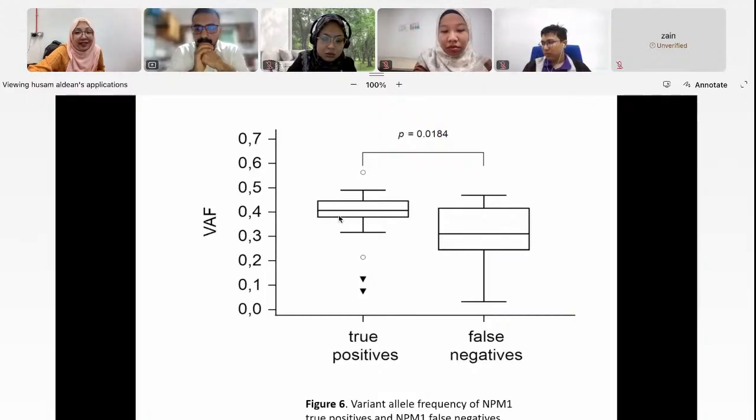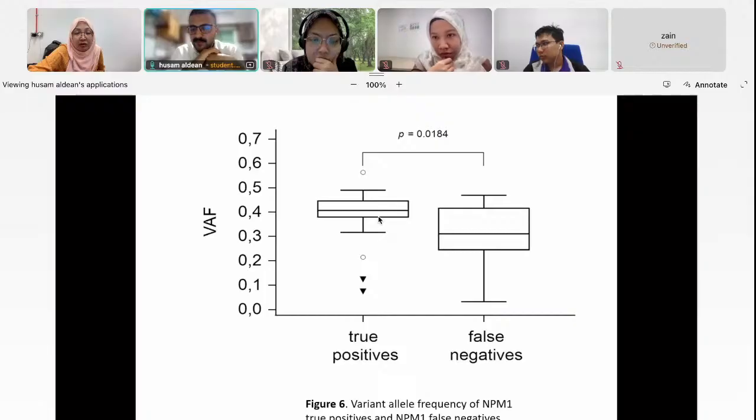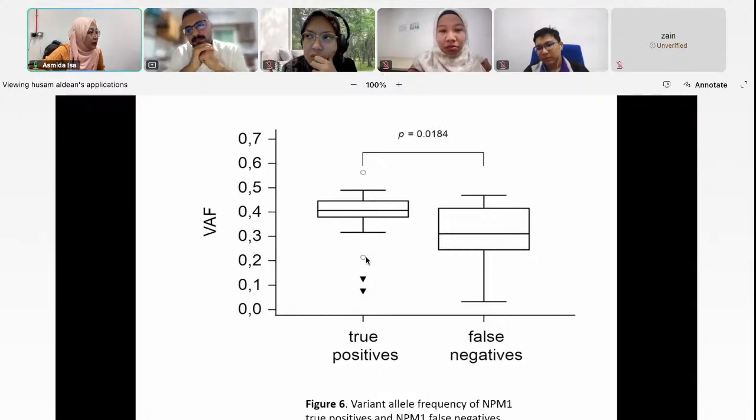Like Amir said, this is the median, the middle line here. So we just compare between these two, the true positive median line and the false negatives. And the dots here, I think they're just the outliers. Outliers, yes.